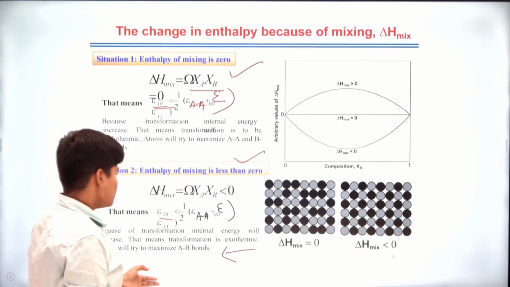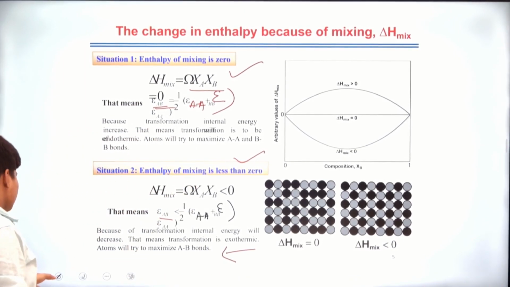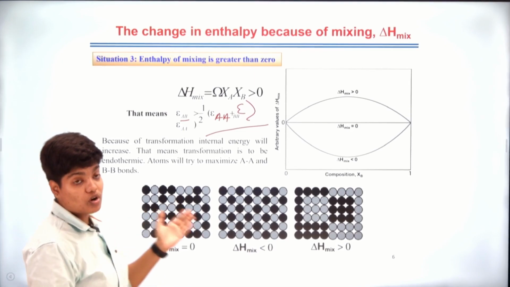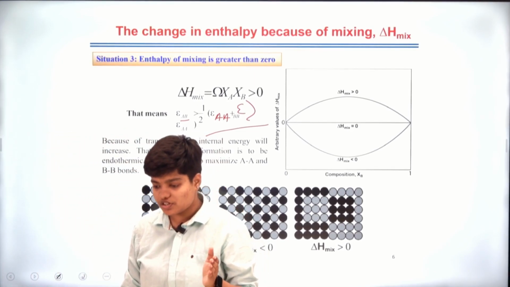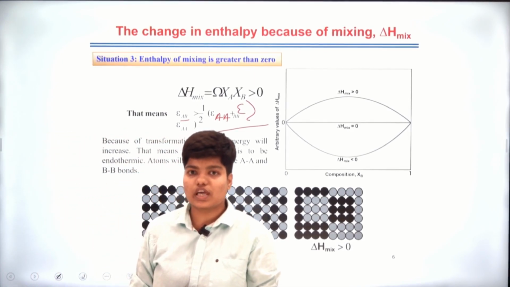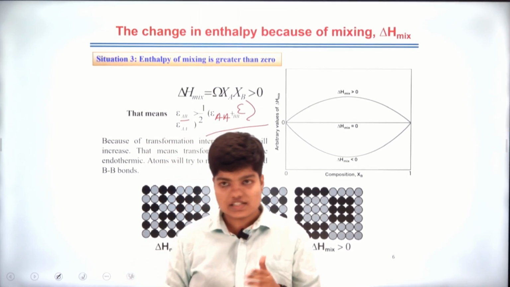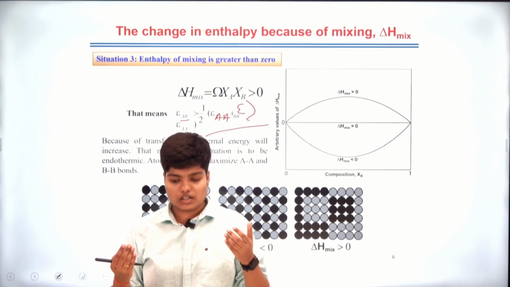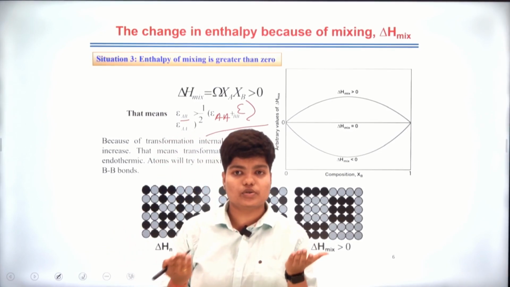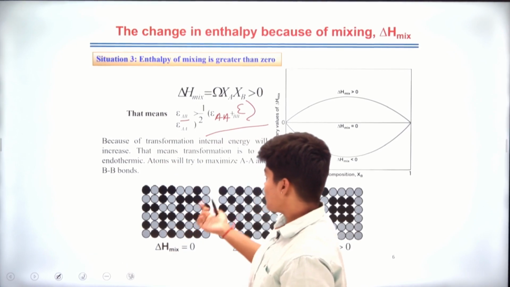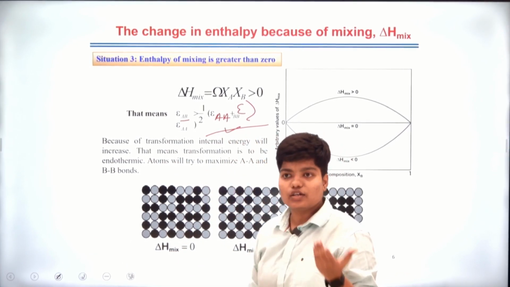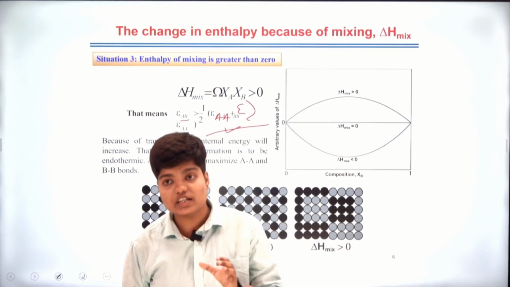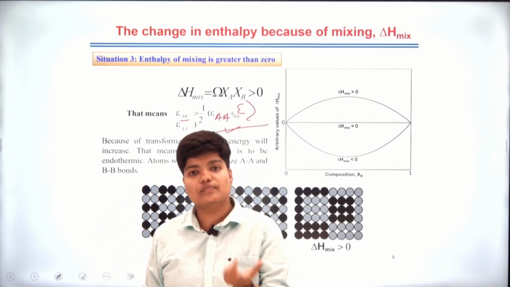So we can say the transformation is an exothermic process. Now the third situation: if the bond energy is greater, the transformation will be difficult to form. The initial bond energy is greater, meaning if you are breaking the bonds AA and BB, it will be difficult to form the bond between AB. That's why the bond energy of AB is greater. So this is the endothermic transformation, meaning we are giving some energy to perform the transformation.